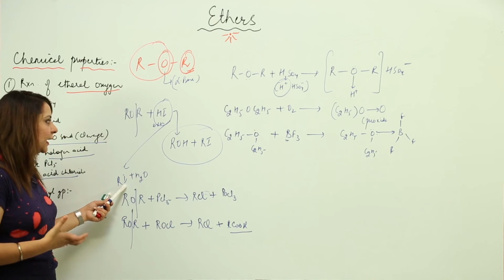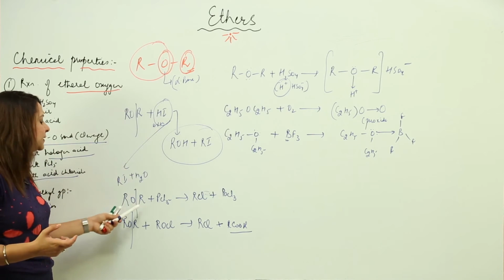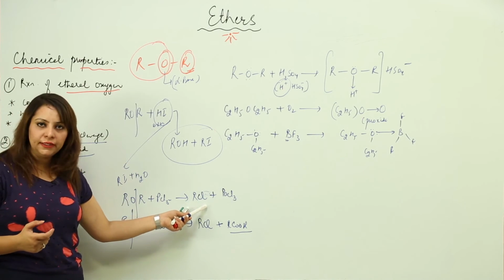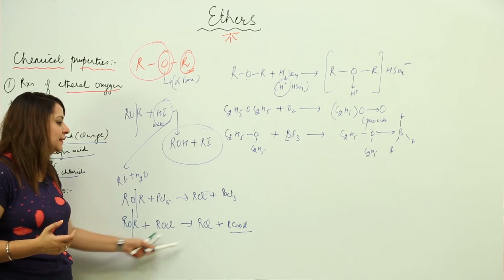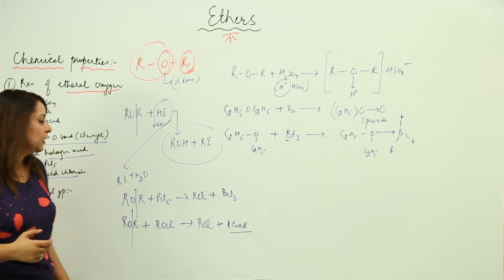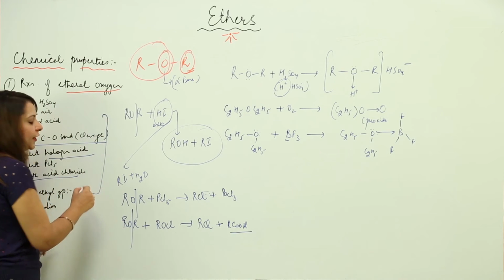So that means if you cleave it, you may get an alcohol and alkyl halide. You may get only alkyl halide if halogen acid is present in excess. With PCl5 you again get alkyl halide. With RCOCl, that is acid chloride, you get the ester as well as the alkyl halide. So this is what involves the cleavage, right?